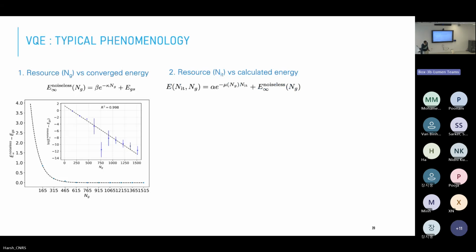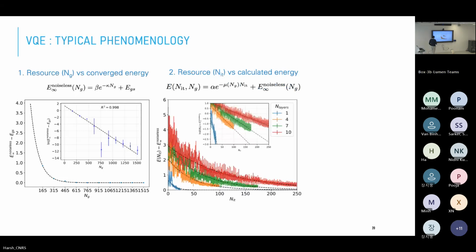The second is how does it converge with respect to number of iterations? For each depth of the circuit, that is number of layers, we plot how many iterations it took to reach a certain convergence limit, and therefore we could formulate the scaling law based on a factor called mu, which is dependent on the number of gates. The more gates you have, the longer you will take to converge, because you're optimizing over all the gates, and therefore this factor mu, which is the convergence rate with respect to number of iterations, is also a function of number of gates. So this is the second scaling law that we formulate.